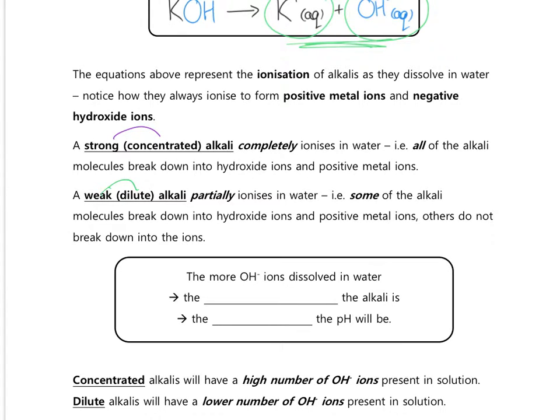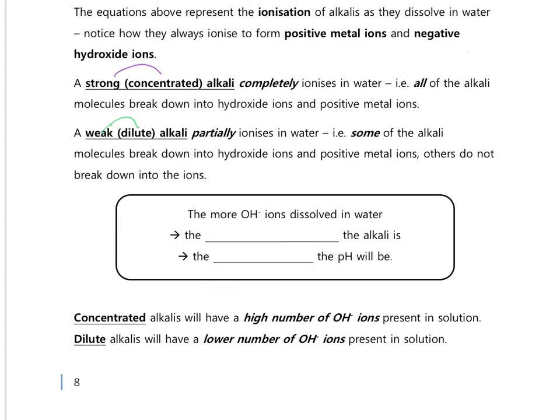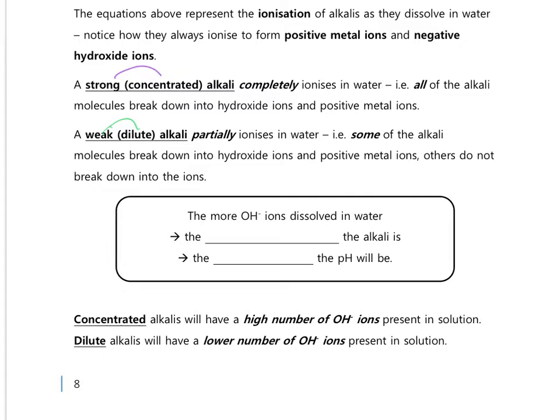So some of your alkali molecules will break down to give you your hydroxide ions and your positive metal ions. Others don't break down and just stay as the alkali molecule, and if they haven't broken down into their hydroxide ions, then they're not reacting as an alkali. We need those hydroxide ions to be free in the solution, essentially. And again, the same story with acid. As with acids, the more hydroxide ions we have dissolved in water, the stronger the alkali is going to be.